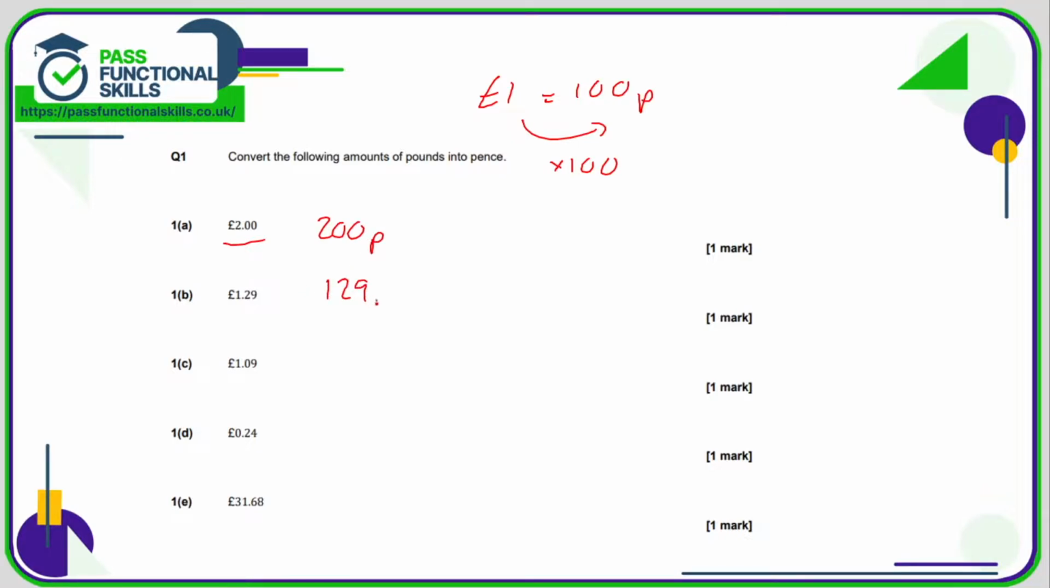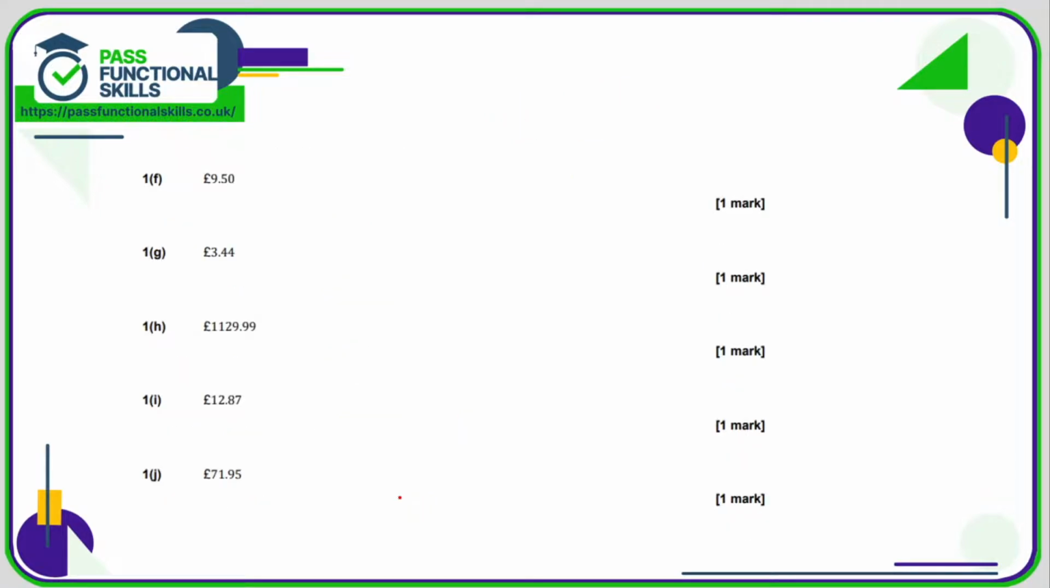1.29, 129 pence. So this is 109 pence. This is 024 pence, in other words 24 pence. This is 3,168 pence. Continuing, we've got 950 pence. Again, just losing the decimal point basically. 344 pence, 112,999 pence, 1,287 pence, and 7,195 pence.